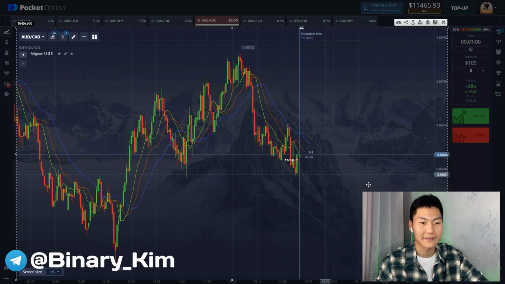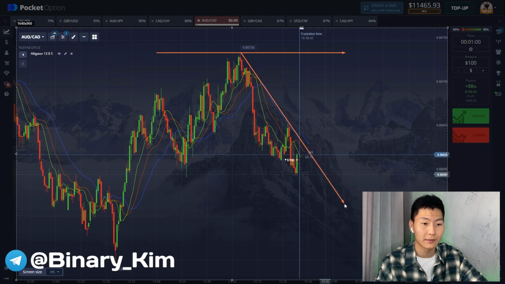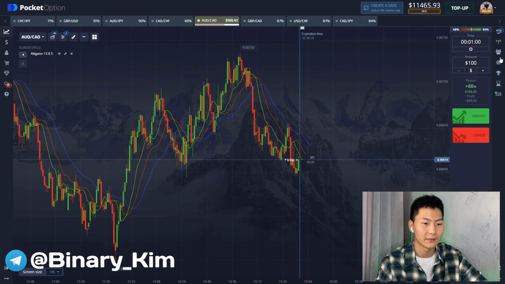Well, let's start analyzing. We observe the rejection from this resistance zone here. The price started going down. All the indicators, the moving averages, are also facing downtrends. And then we see this massive pullback. The price started going up, and here we open a short position ahead of the market because the moving averages are facing downwards. That's why we open a short position here.